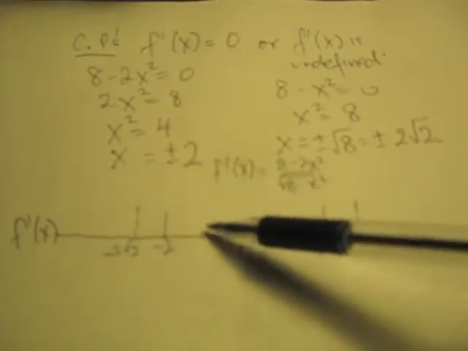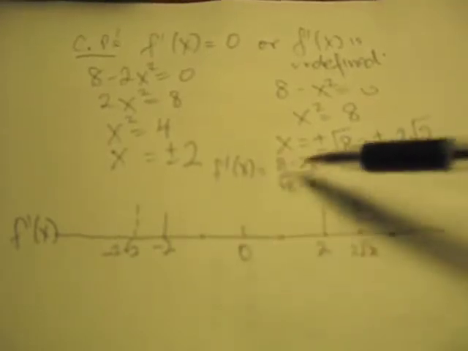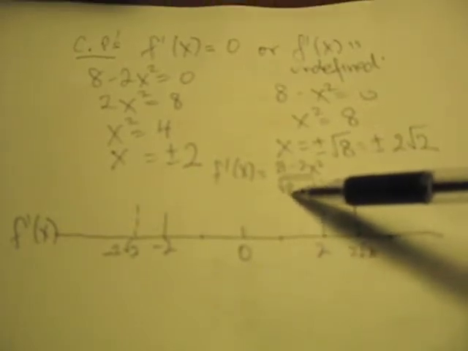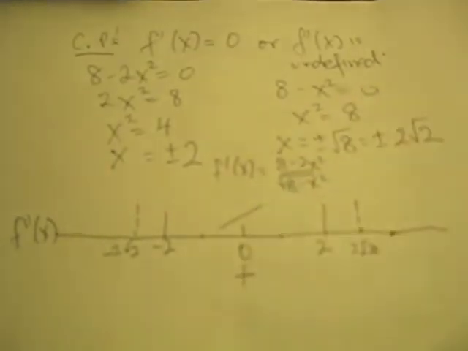So notice we have 3 different intervals here. 0 is easy. If I put 0 in here, I get 8 on the top and the square root of 8 on the bottom, so that's clearly positive. And a positive slope goes up, so I'll put a slope like this.